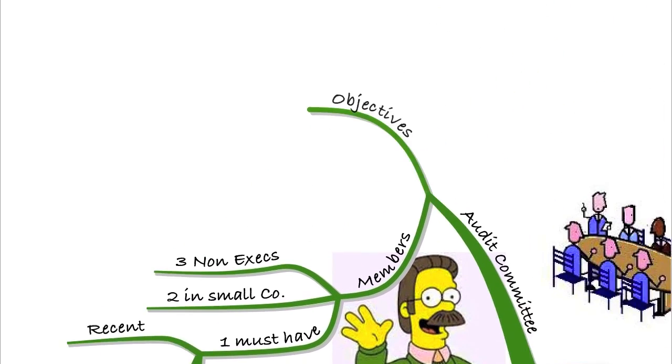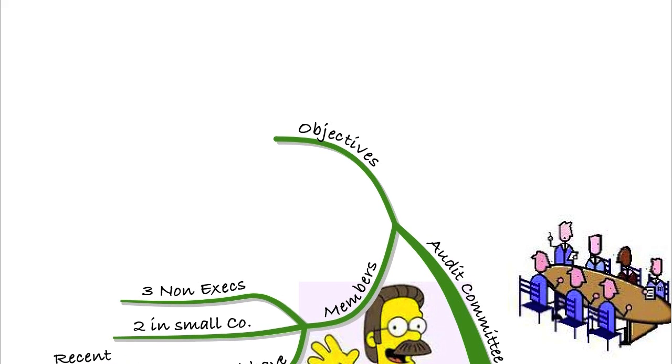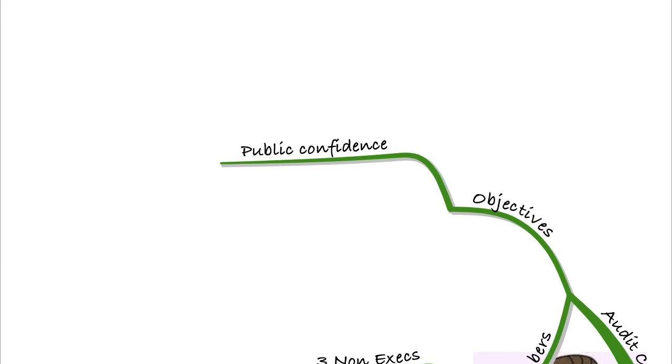So what are the objectives of having an audit committee in the first place? Well, the first thing I want to mention is public confidence. The audit committee is there to oversee the business. They're there to make sure that internal controls are in place and that those internal controls are applied. How will they do that? Well, they'll oversee the work of the internal audit function, and they'll also make sure that the internal audit function is correct in what it applies and what it does.